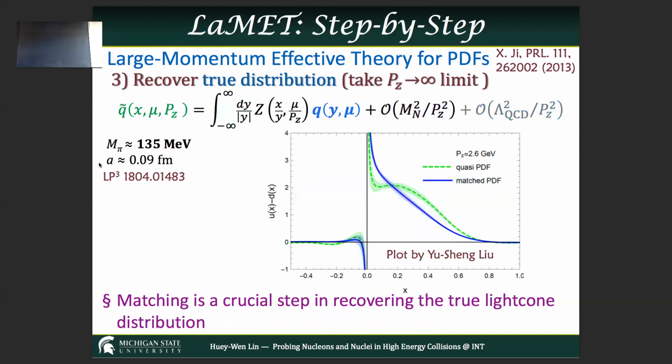So the final thing we do is this thing called matching. So this is the quasi-PDF we calculate on the lattice, and the blue one is the true light-cone distribution you need, after you remove all that. This is the difference between up quark and down quark, which we call the isovector combination, as a function of positive x, and the negative x here corresponds to the anti-quark distribution functions. And this is actually quite important in terms of how to shape our final distribution. The contribution is still quite sizable.